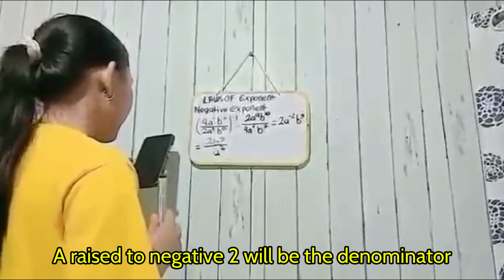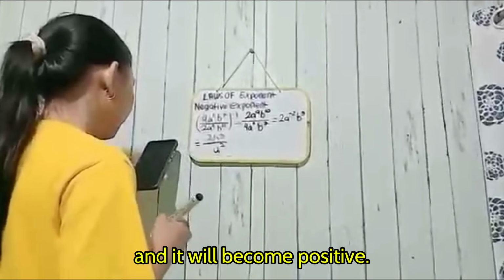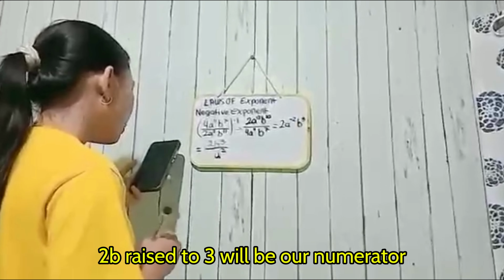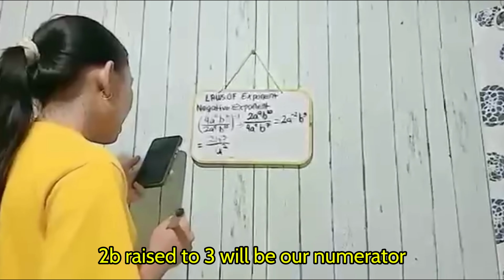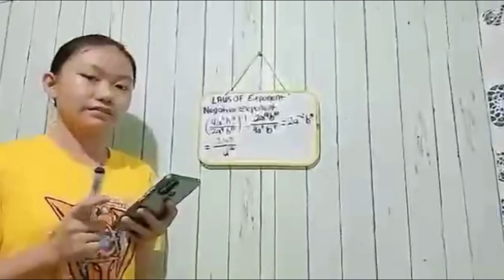A raised to negative 2 will go to the denominator and it will become positive. 2b raised to 3 will be our numerator. And that's the final answer.